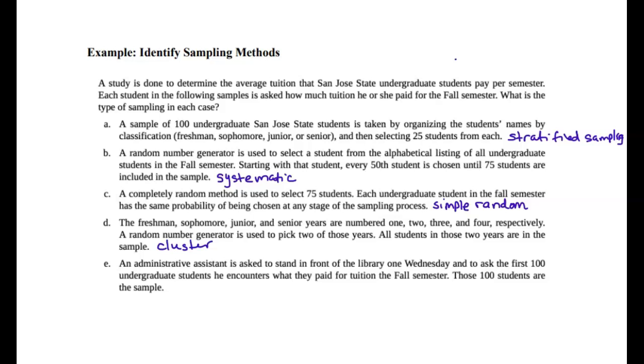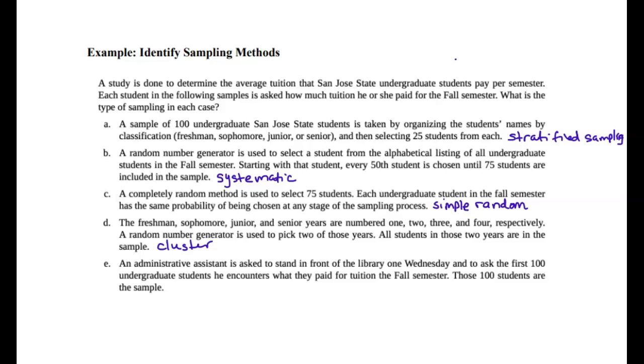So notice that stratified and cluster both divide people into groups. The difference between them is that for stratified, you pick a certain number from each of the groups. For cluster, you randomly pick a certain number of groups, and then you talk to all the people in those groups. Okay, so here they randomly pick 2 of the groups and talk to everybody in those 2 groups.